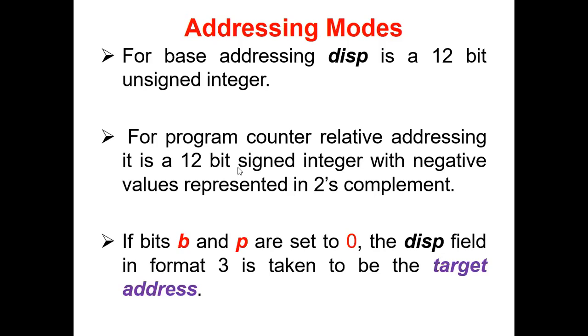Okay, so we have explained that. We are saying that for program counter addressing, the displacement is a 12-bit signed integer. Negative values are represented in the 2's complement format.